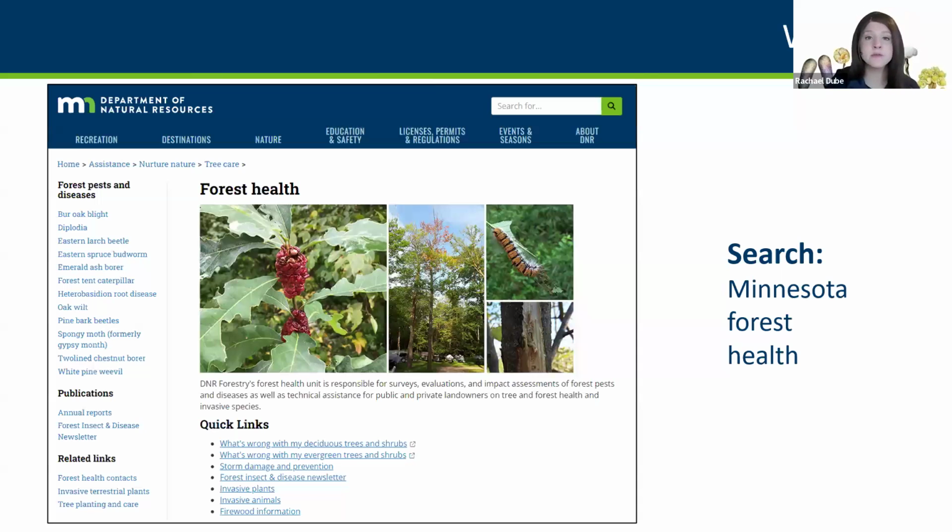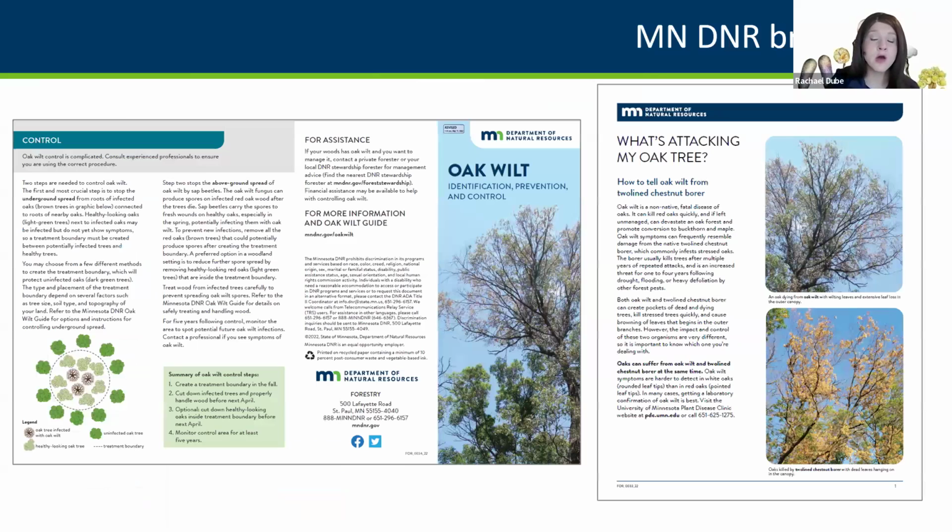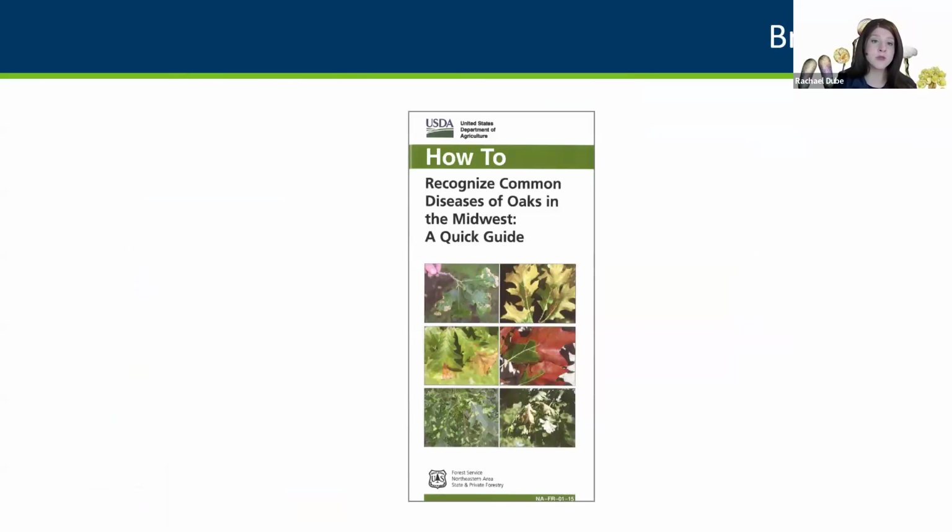And then we do have some, I think, really great brochures on oak wilt, and how to determine if you're dealing with two-line chestnut borer versus oak wilt. And then this is a nice product from the U.S. Forest Service that shows quite a bit of different oak health issues that you might see.